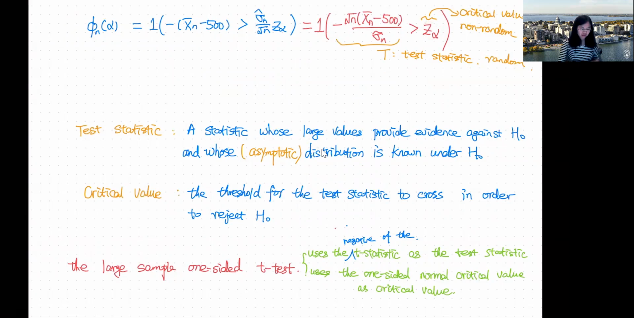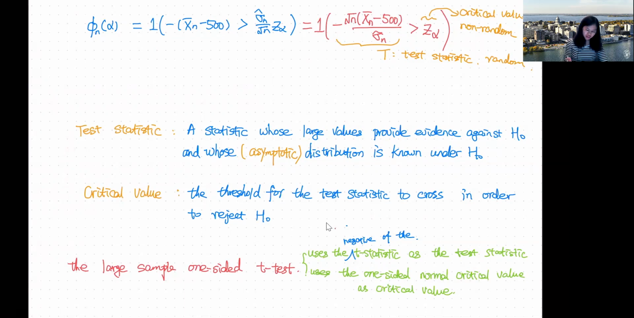So what is the formal definition of the critical value? The critical value is the threshold which the test statistic has to cross in order to reject the null hypothesis. So we know large values of the test statistic are evidence against the null, but how large is large enough for us to say that the null should be rejected? And that is determined by the critical value. The critical value is that threshold for the test statistic to cross in order to reject the null hypothesis. So these are the definitions of test statistic and critical value.